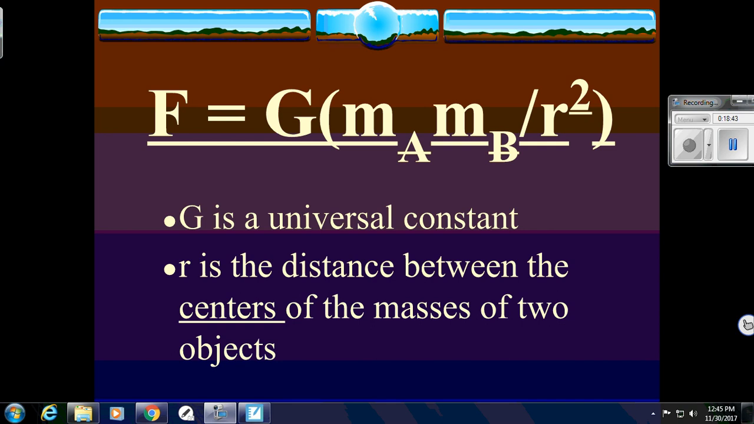So what he figured out was that gravity is a force that acts between all masses. It's an attractive force. And since the equation is GMm over r squared, the bigger the masses are, the more gravity there is. And since it's divided by r squared, the farther apart they are, the weaker the force is. Okay?